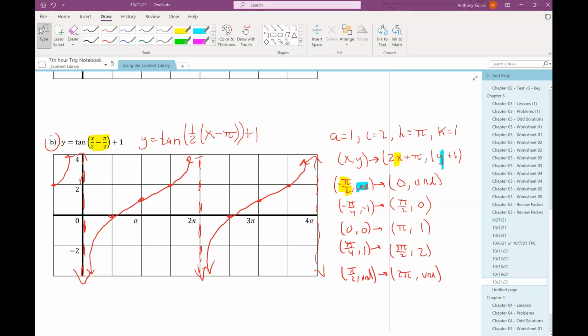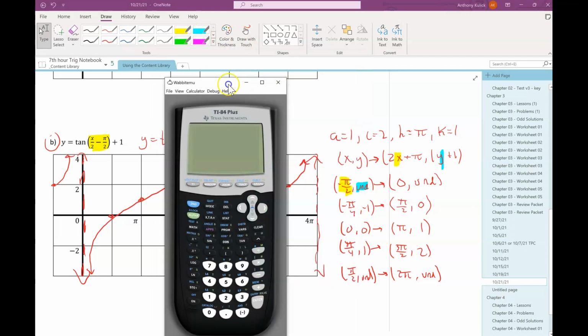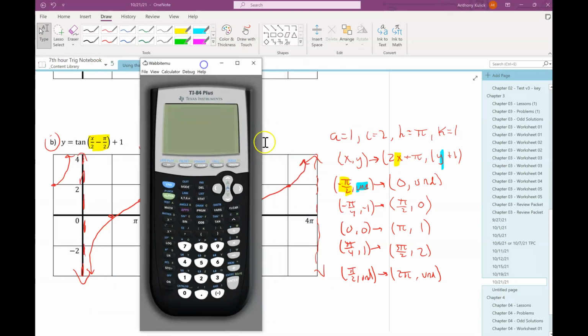Worth pointing out on these problems where we're graphing, if you're not really sure if you got the right point, what you can do is take your x coordinate from here, plug it into the function, and see if you're getting the correct y coordinate to come back out.